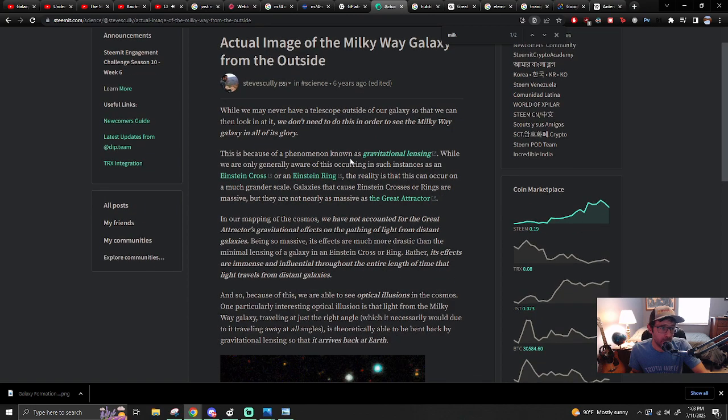Let me just read this. While we may never have a telescope outside of our galaxy so that we can then look in at it, we don't need to do this in order to see the Milky Way galaxy in all of its glory. This is because of a phenomenon known as gravitational lensing. While we are only generally aware of this occurring in such instances as an Einstein cross or an Einstein ring, the reality is that this can occur on a much grander scale. Galaxies that cause Einstein crosses or rings are massive, but they are not nearly as massive as the Great Attractor or Shapley Supercluster.